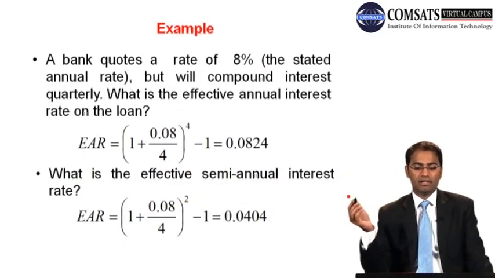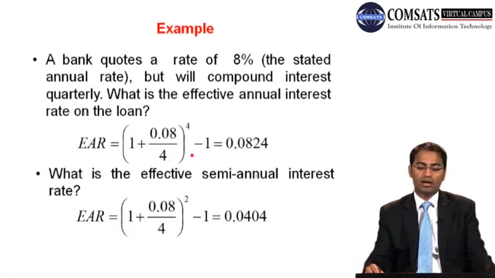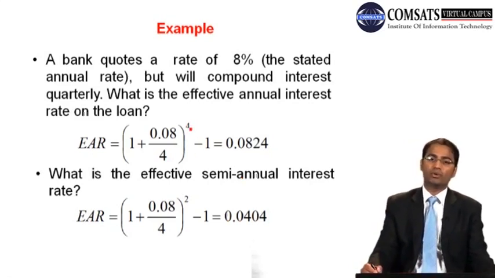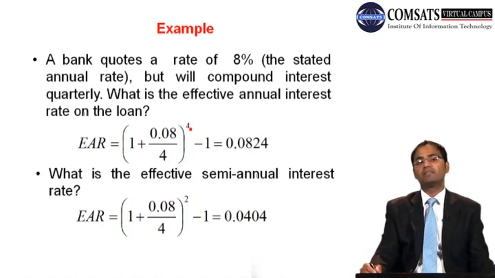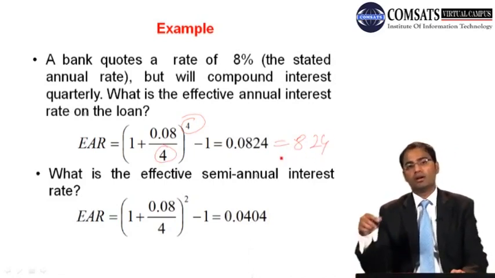Another example is, if a bank quotes a rate of 8% but will compound interest quarterly, what is the effective annual interest rate? If we put in 4 instead of 12, because you are going for quarterly compounding, not monthly compounding, then you will have 4 over there, rather than 12. Then your answer will be 8.24%. So your bank is stating that the cost of money will be 8%, but actually it is 8.24%.